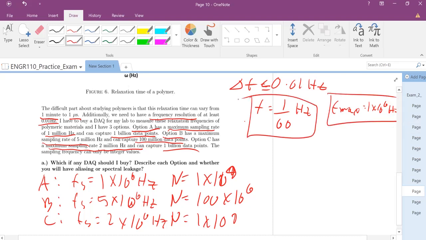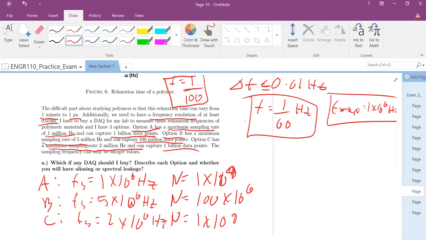Now, we need to have a frequency resolution of at least delta F less than or equal to 0.01 hertz. So that corresponds to 1 over 100. So we have an issue here, right? We can't choose this 1 over 60. We need to choose something smaller than this for our delta F. Our delta F has to be less than or equal to this, but we still need to have integer multiples so we can capture this. We'll come to that in a second, but let's deal with signal aliasing first.